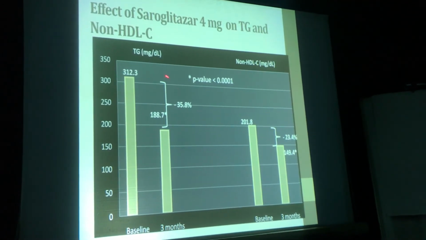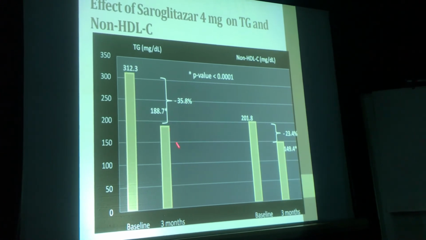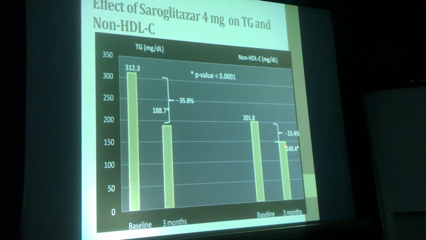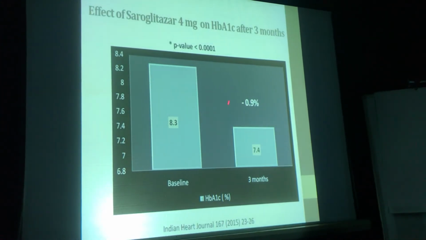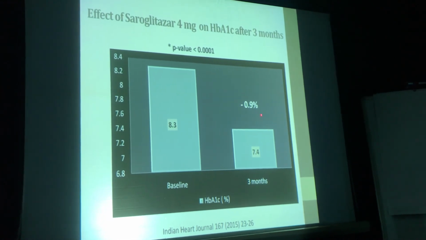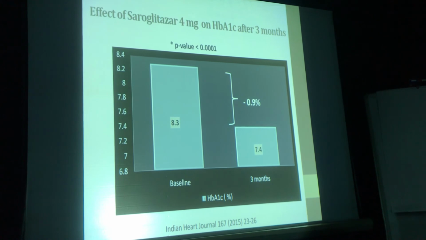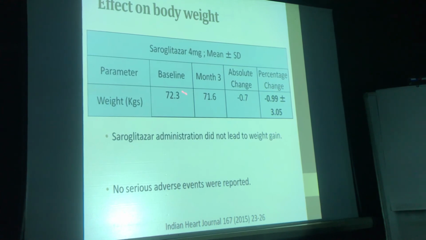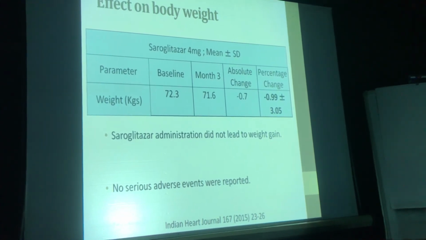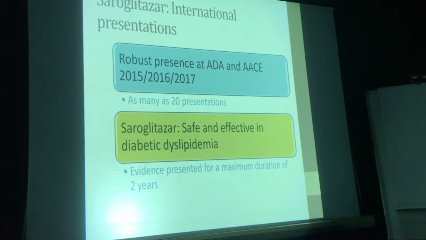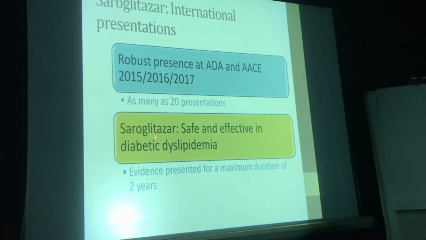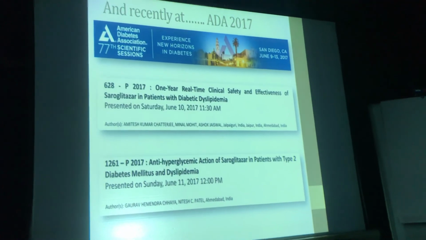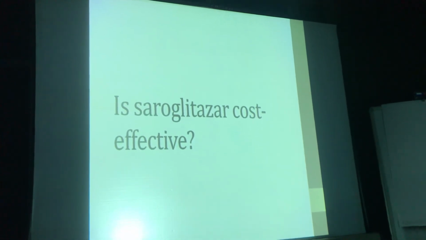It reduces triglyceride by about 35% in 3 months' time, and non-HDL level by 23.4%, and HbA1c comes down by 0.9%. Weight doesn't increase; rather the weight is on the lower side with this medicine as compared to other medicines. So we have evidence for saroglitazar, which is quite safe and effective, and it has been recently presented at many other forums. It's cost effective also.